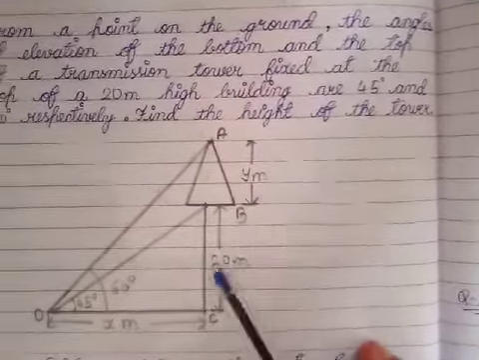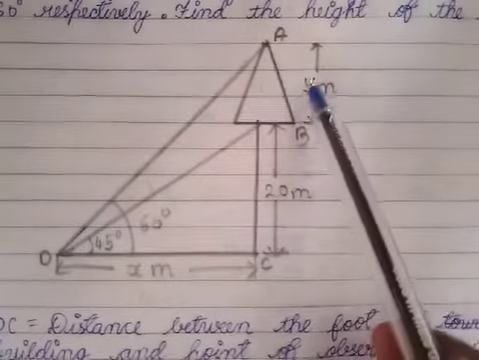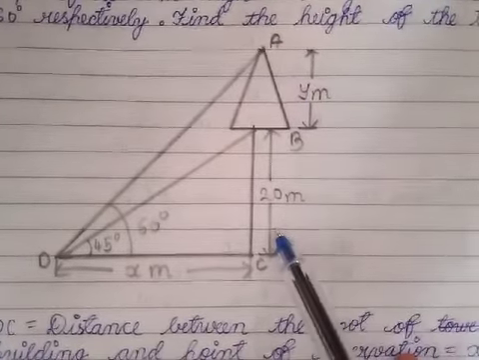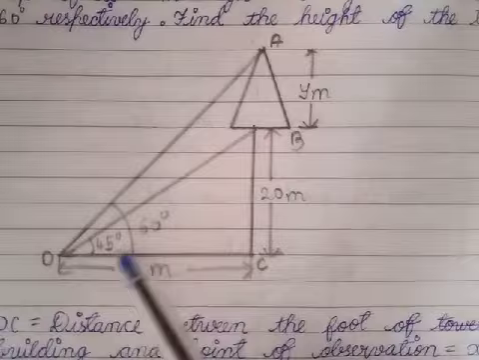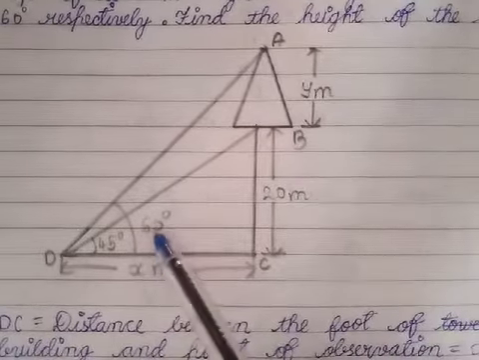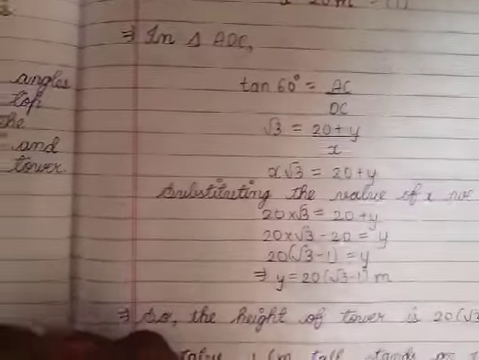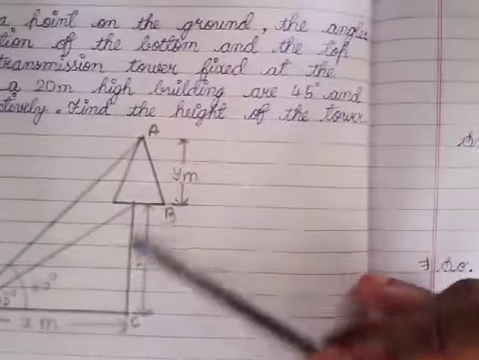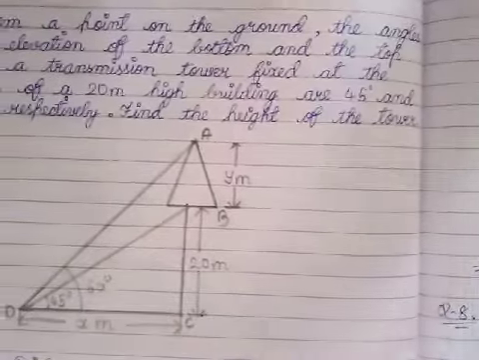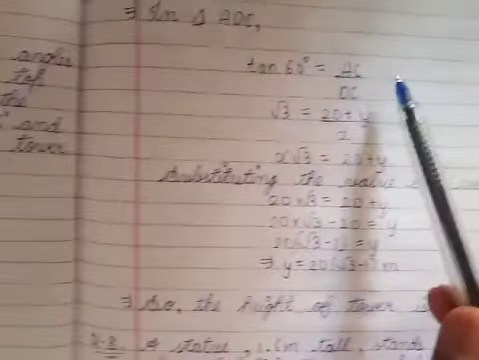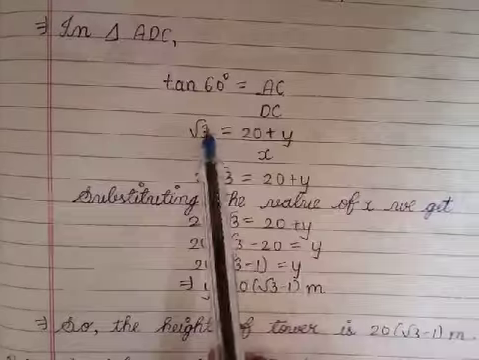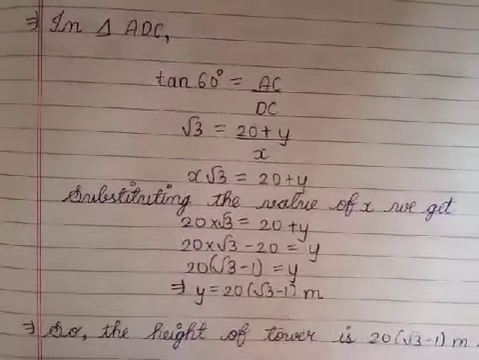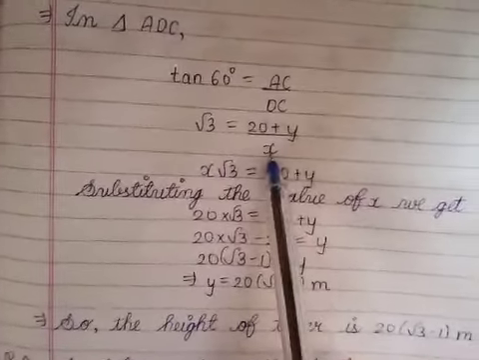Now in triangle ADC, what is the angle? 60 degrees. What do we want to find? This, y plus 20, and x we already know. So P and B, again here tan. tan 60 degrees is equal to AC, the whole distance, upon DC. tan 60 is root 3. Here it is 20 plus y upon x.